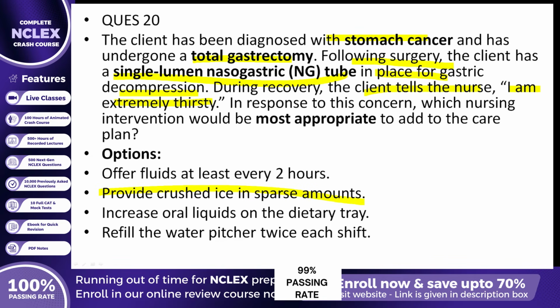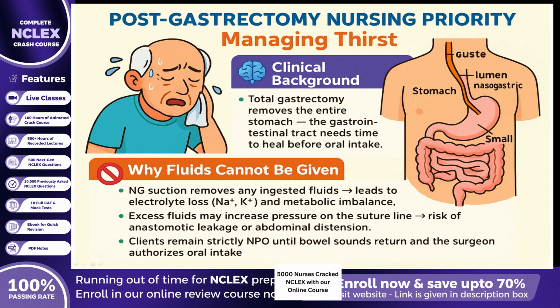Now, moving on to the expanded rationale, so that we understand the reasoning behind this decision. After a total gastrectomy, the client's stomach has been completely removed, meaning the gastrointestinal tract needs time to heal and adapt before any oral intake can safely resume. A single-lumen nasogastric tube is inserted during surgery to continuously remove gastric secretions, prevent distension, and protect the suture line at the esophageal jejunal anastomosis. Since the nasogastric tube is connected to low continuous suction, any fluids introduced orally would be immediately withdrawn through suction, leading to significant loss of electrolytes and a high risk of metabolic imbalances, such as hyponatremia or hypokalemia.